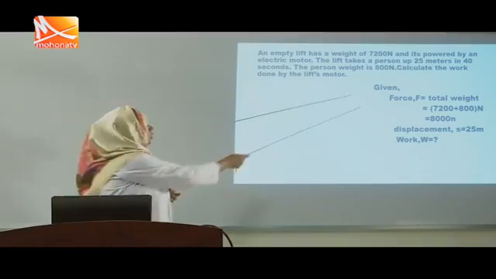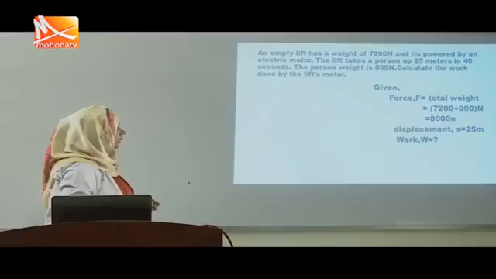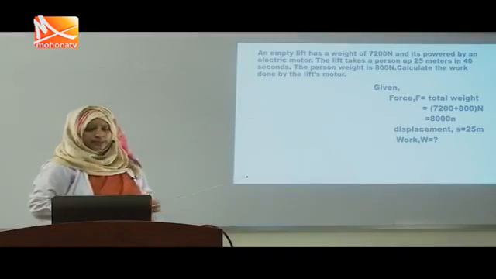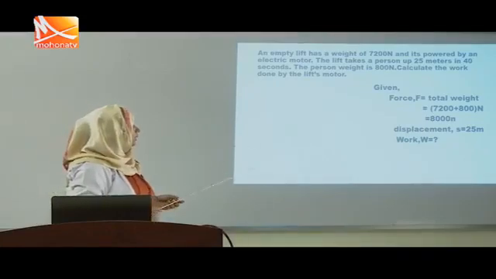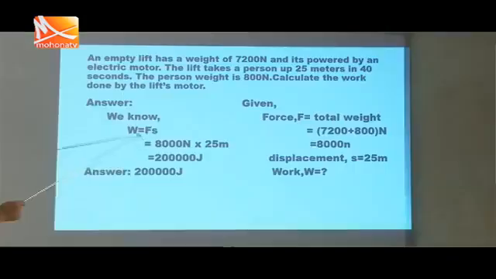So, the weight of the lift is 7200 Newton and the weight of the person is 800 Newton. If we add these two weights, we will get 8000 Newton. Displacement is equal to 25 meter and work done will be W equal to Fs, that means 8000 into 25, that means 200,000 joule.